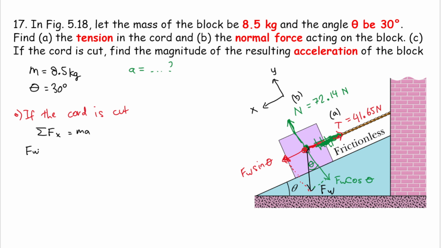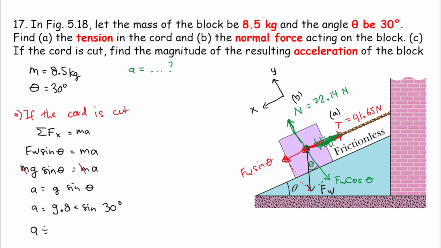So we'll have Fw sine theta here, and that will equal m multiplied by a. Okay, let's plug that in. So the weight of the force will be the mass times gravitational acceleration sine theta, and then mass times acceleration. But we cancel out the mass here, right? We can divide both sides by m, and then we can just calculate a. So a is just g sine theta. So let's plug in the value here. So we will have 9.8 multiplied by sine of 30 degrees.